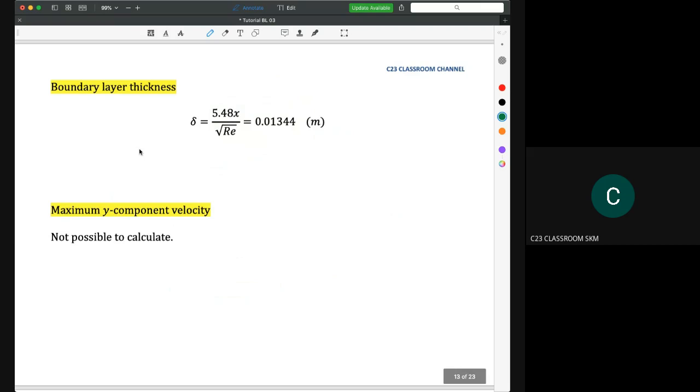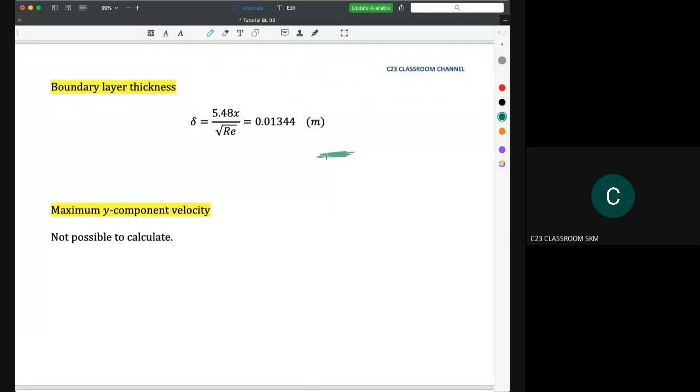And then if you want to calculate the boundary layer thickness, okay, please refer to our notes on how to get boundary layer thickness from second order polynomial. So we could get delta is equal to 5.48x over the Reynolds number term. So we substitute the value, we get 0.01344 meter.